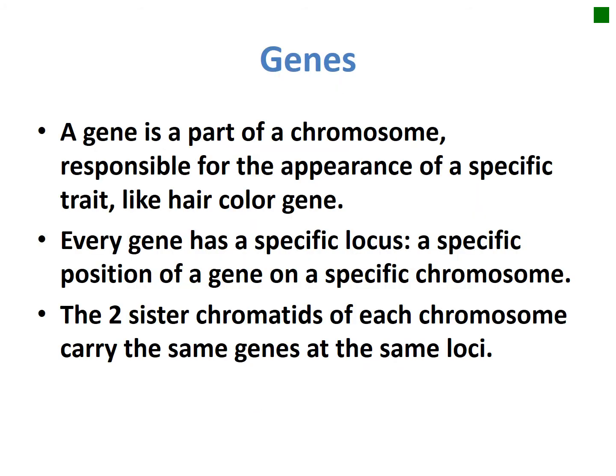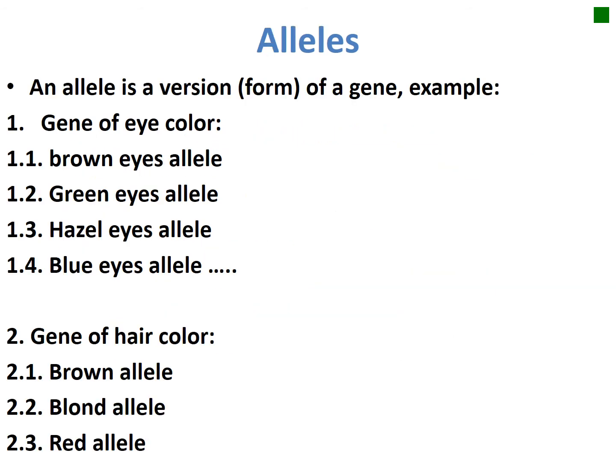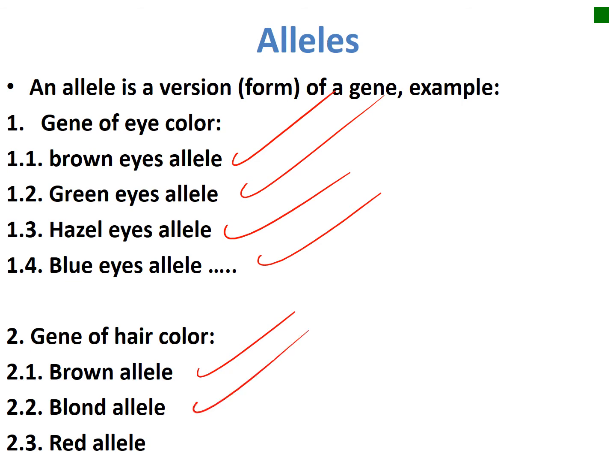A gene, what is a gene? A gene is a part of a chromosome responsible for the appearance of a specific trait, like the hair color gene. Every gene has a specific locus, a specific position. The two sister chromatids of each chromosome carry the same gene at the same loci. Alleles are versions or forms of a gene. Like the gene of eye color has a brown allele, green allele, hazel allele, blue allele. The gene of hair color has a brown allele, blonde allele, red allele.